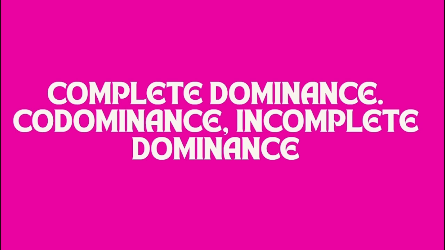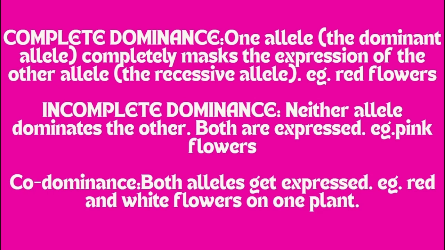Then you have complete dominance, codominance, incomplete dominance. So let's find out the difference between the three. With complete dominance, it just means that only the dominant allele is going to be expressed. For example, if you had two flowers, and we use a flower example, big R coded for red flowers, little r coded for white flowers. Complete dominance means the offspring is going to come out completely red because that is the dominant trait.